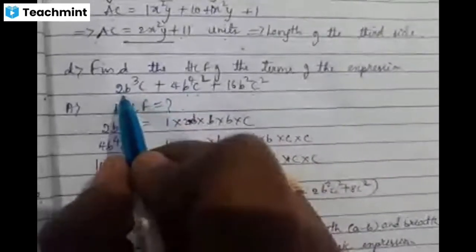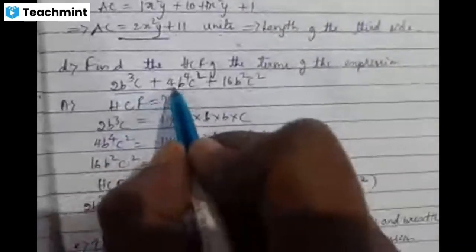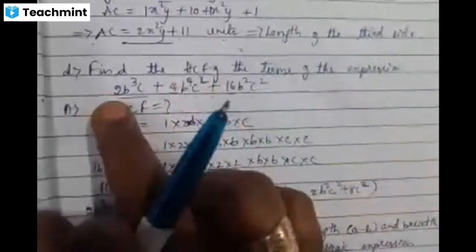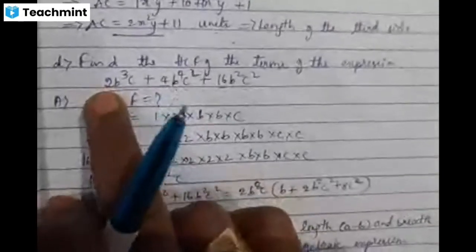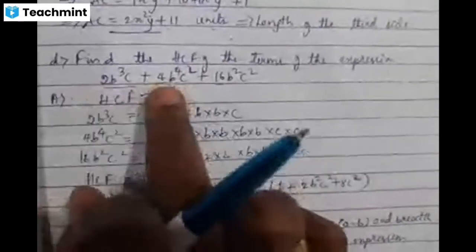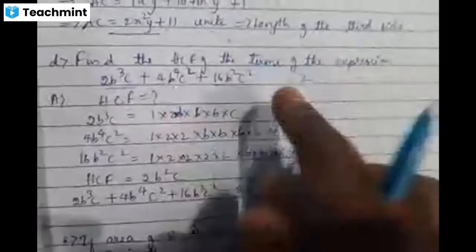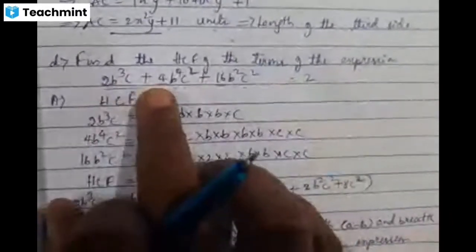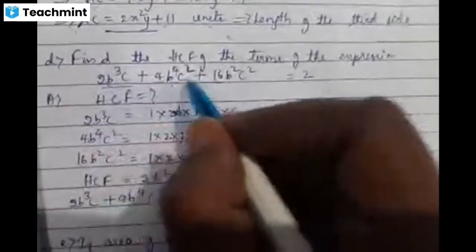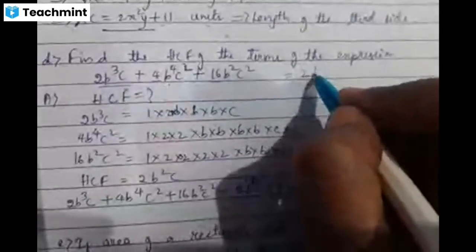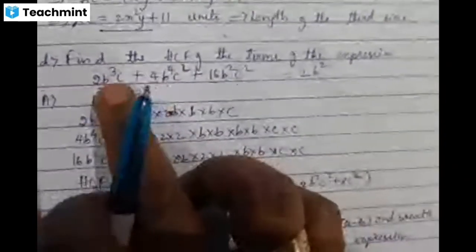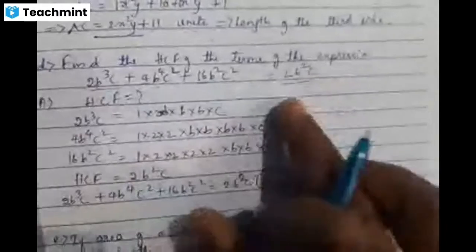The direct way is we find the common terms, first for the constants. The lowest common factor here is 2, the common number for all the 3 terms. Then the next variable is b cube, b to the power of 4, b square. So b square is common for all. Then we have c, c square, c square. C is common for all the 3 terms. In this way we find the HCF.